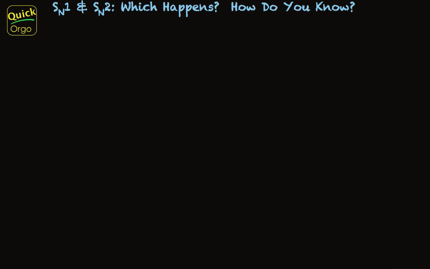When looking at a substitution reaction, it's useful to decide whether an SN1 or SN2 mechanism will operate. And fortunately, when we compare the characteristics, that's pretty easy to sort out. Let me just outline the general aspects of each reaction, and then we'll look at their characteristics.